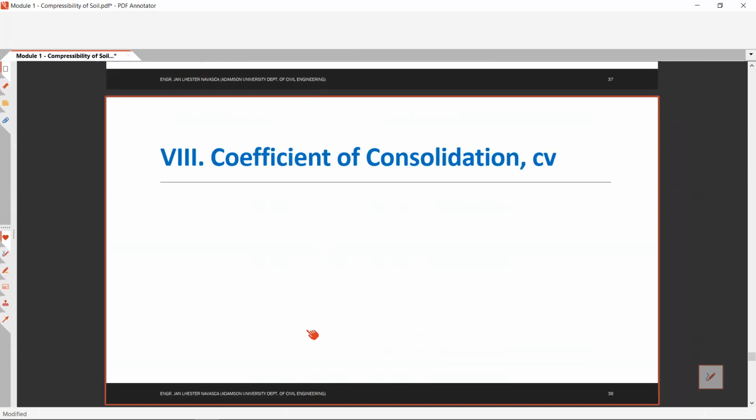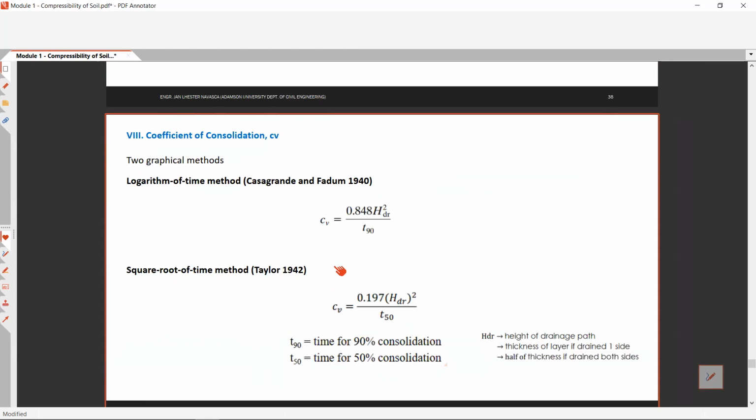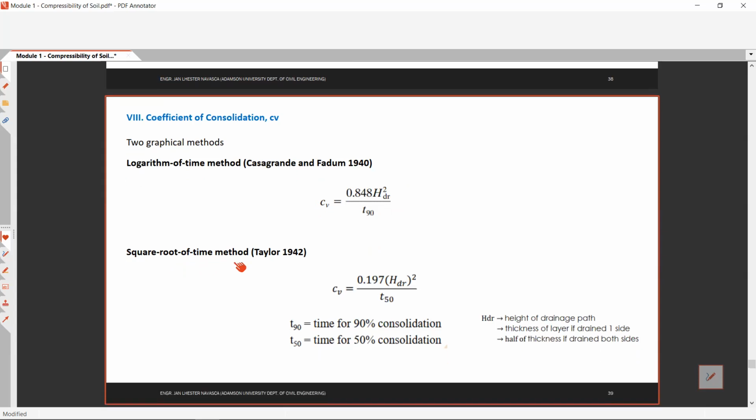So, what is the value of C sub V? So there are two graphical methods for getting the value of the coefficient of consolidation C sub V. So you can use the logarithm of time method by Casagrande and Fadum in 1940, written by this formula, and pwede rin yung square root of time method by Taylor in 1942, written by this formula. So take note that t sub 90 is the time for 90% consolidation, and t sub 50 is the time for 50% consolidation. Okay, that is the value of C sub V.